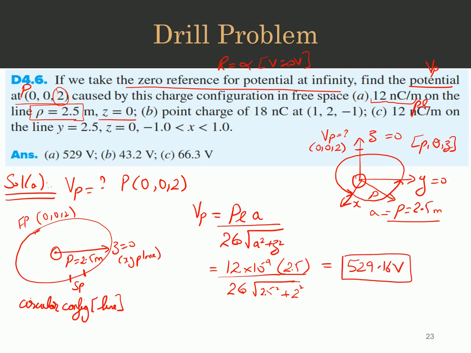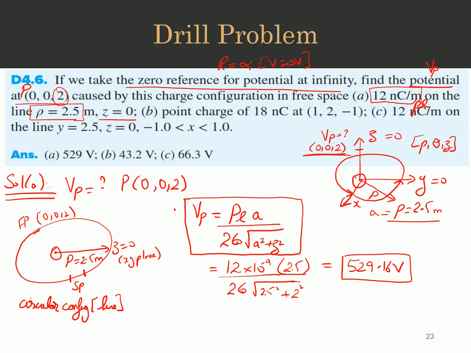So again, we didn't talk about the circular configuration because this is not part of this course, but this is the expression you should know whenever you are provided with a line that is existing inside a circular configuration, and this is how we find the potential of this line. So rho L is already provided, which is 12 nanocoulomb, and the rest of the values of a and z are taken from the axis or the point where you want to find the potential. So this is the solution to the first part.